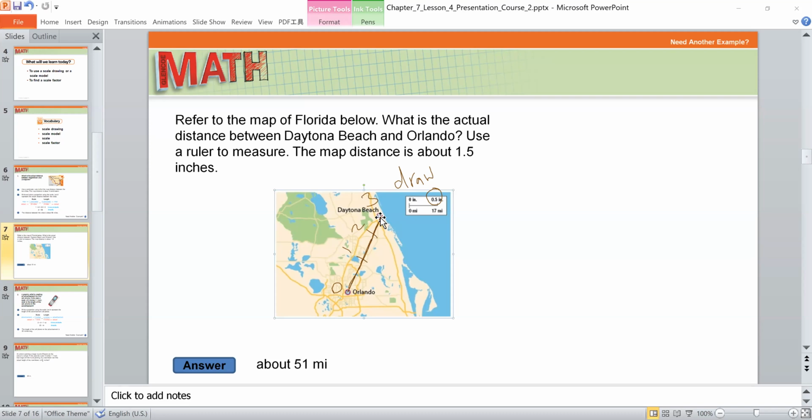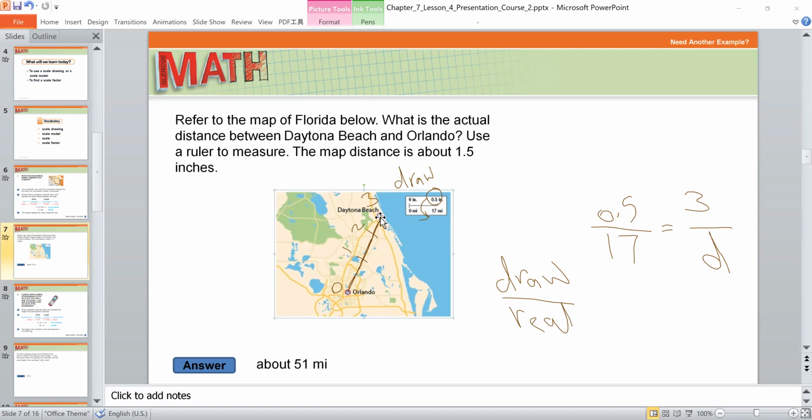You understand this? What will we do in this case? Look with me. We will put drawing over the real. Again, what will we do? We make drawing over real. So here I will put 0.5 over 17, and there we will put 3 over D. Okay, you understand this?